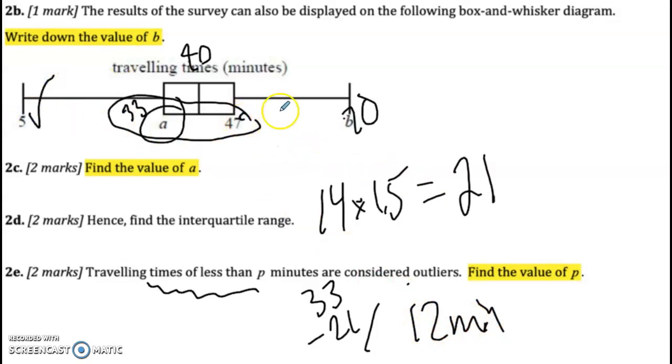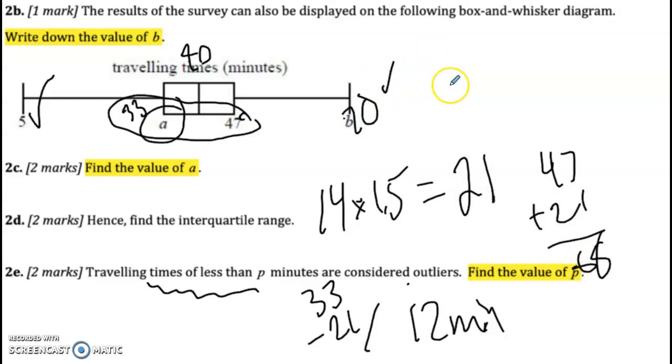Some of you went this side of it, and that's the right idea, but that would be more than P minutes. So if I wanted to find the outliers on this side, I would have done 47, which is your third quartile, plus this 21, and I would have gotten 68. And again, that guy would have been an outlier.